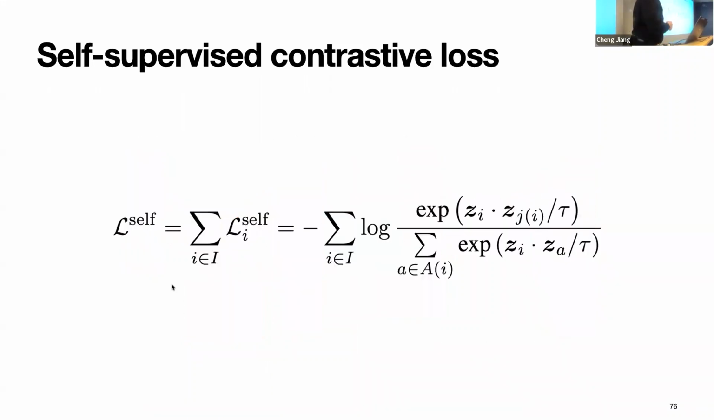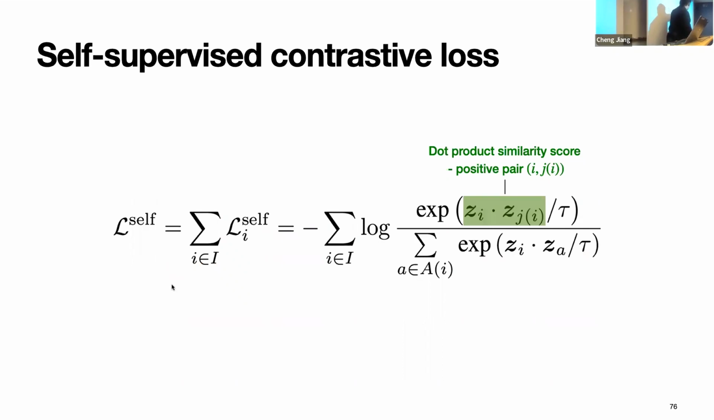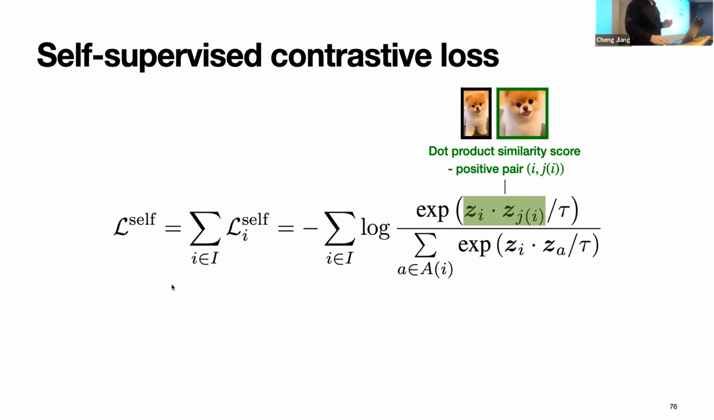So contrastive learning is enforced by a contrastive loss. We can see that in the numerator, which is what we're trying to minimize, we use dot product similarities to compute how similar our positive pairs are. In this case, the positive pairs are basically two augmentations of the same image, since we don't know the labels.